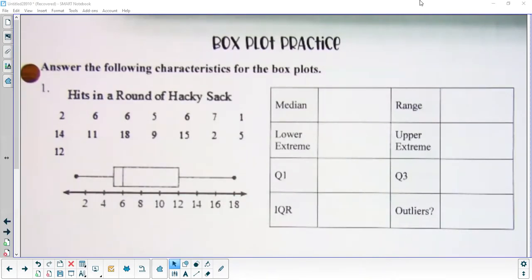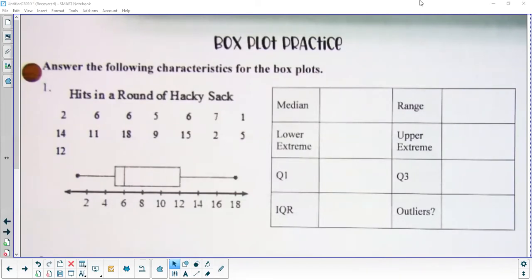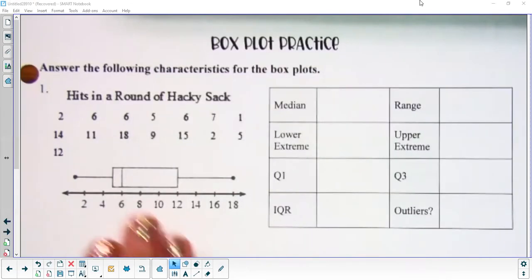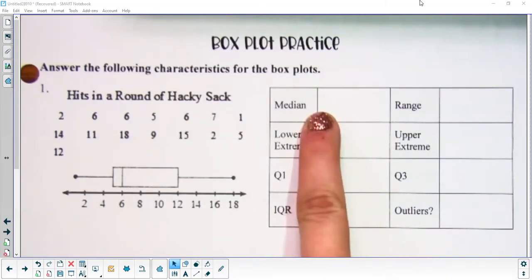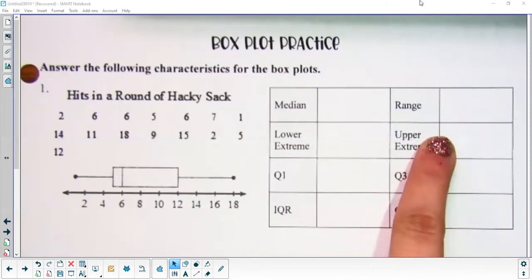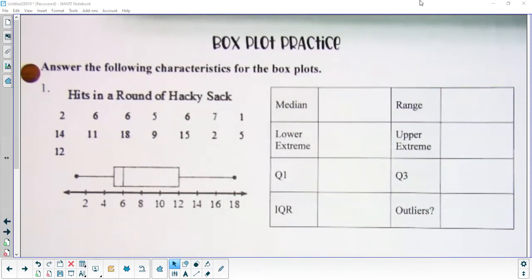You have box plot practice today. Yesterday we took some notes on box plots and we talked about all of these things right here in the table. We constructed a box plot. So the first three questions on the front side of your paper, you already have the box plot here for you. You're going to go ahead and label the median, the range, the lower extreme, the upper extreme, Q1, Q3, the interquartile range, and then see if there are any outliers here. We calculated some outliers yesterday, or to see if there are any outliers in the data set. So the box plot's already made for you.